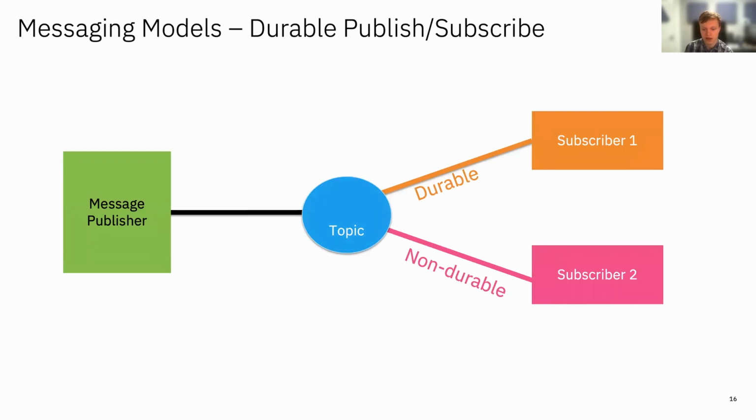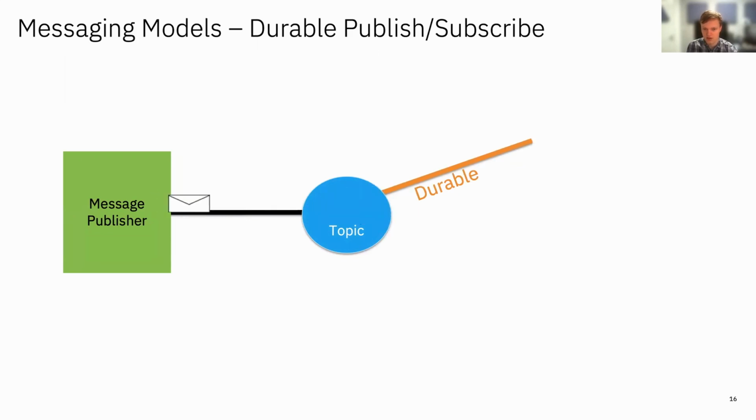So in a normal publish and subscribe situation, if a consumer goes offline, any messages that are published to the topic in that time would be lost, as they're not seen as important. But a lot of solutions, including MQ, also have a durable publish and subscribe model. So with this, you have this distinction between durable and non-durable clients. And in this case, the durable client, when it comes back online, it will receive the messages.